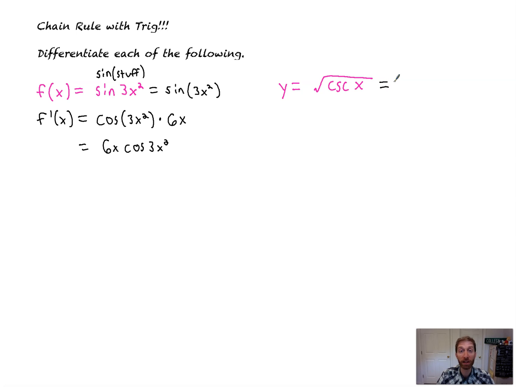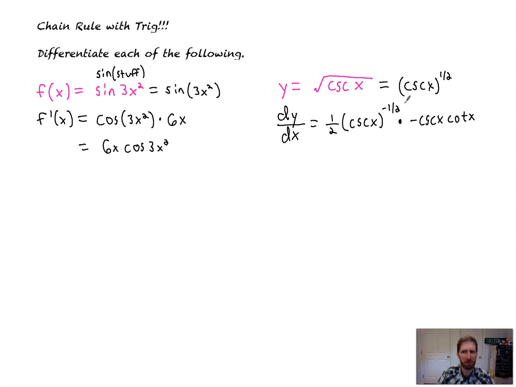This requires us to rewrite it a little bit. I would rewrite this as cosecant x to the 1/2. You can either put the 1/2 right here, but I like to put it out here because it makes the chain rule really pop. So dy/dx, differentiating with respect to x, is equal to the derivative of the outer function, the derivative of stuff to the 1/2. So that's 1/2 times cosecant x raised to the negative 1/2, times the derivative of the inner function, which is minus cosecant x cotangent x. Beautiful. Now from here, all we've got to do is simplify it down.